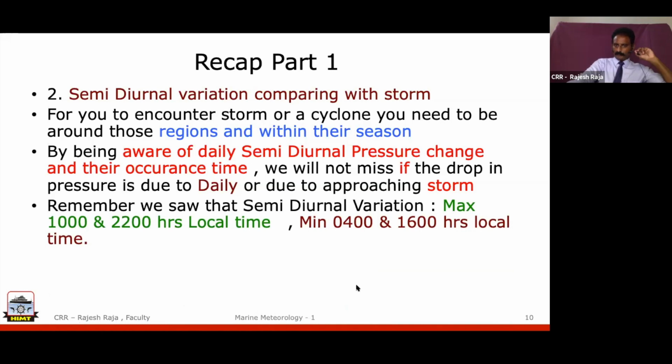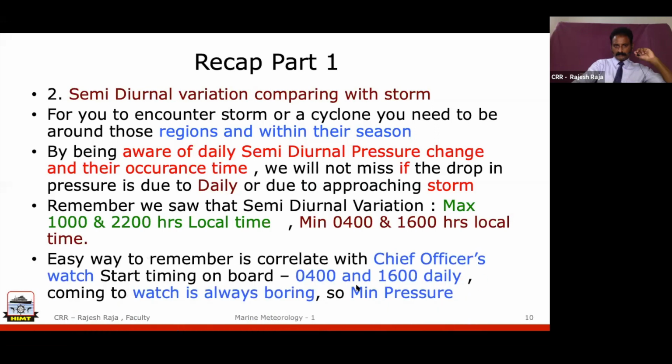Again, remember the semi-diurnal variation timings. 10 and 2200 local time were the highs, and the minimum was at 4 and 16. And as rightly said by Captain Mehta last time, there is an easy way to remember. Your 4 and 16 are the start timings of the chief officer's watch. And normally when a watch starts, it's always boring. So you can expect the pressures to be minimum. So if you remember these two times, I guess you don't have to mug up. I hope that also answers the question.